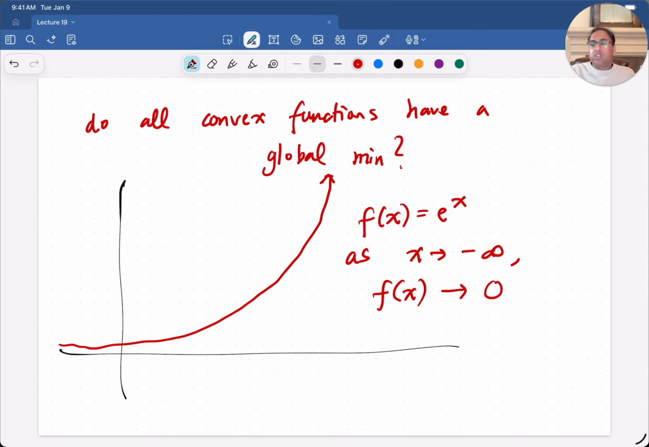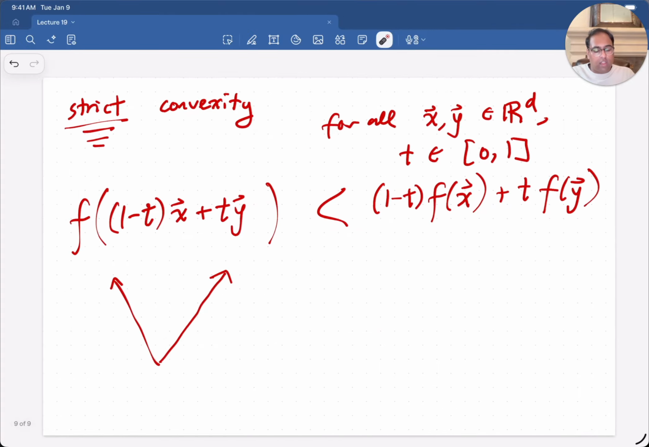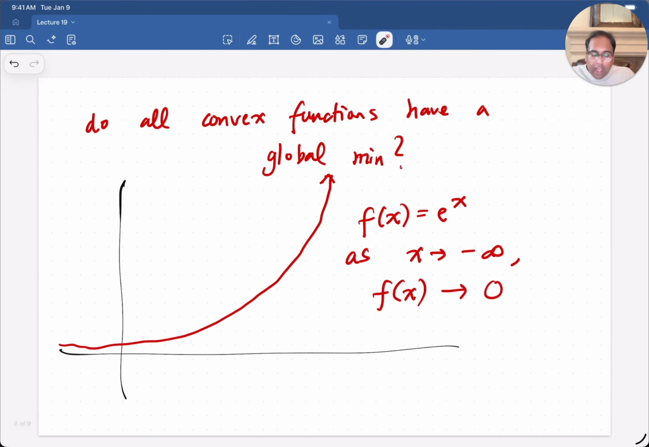But this function is perfectly convex, right? Proving that it's convex using the formal definition would be a little difficult, though doable. It's the second derivative test that would be slightly more useful here. But again, the utility of our formal definition is that you don't need the second derivative test because you don't need the function to be differentiable. You can use it on things like this. Anyways, this is a perfectly convex function. It's strictly convex as well, but it doesn't have a global minimum.